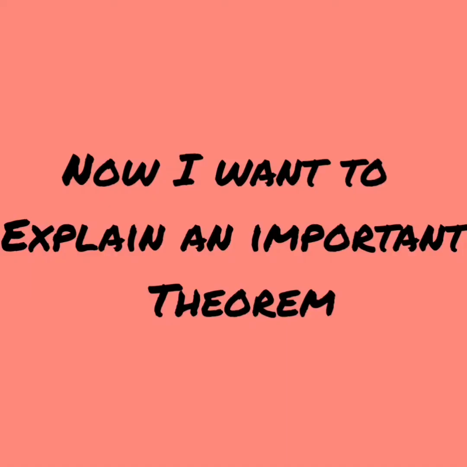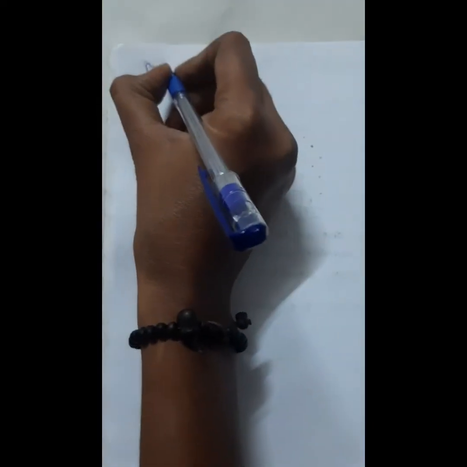Now I want to explain an important theorem. The union of any two subgroups of G, dot, then H1 union H2 is a subgroup of G if and only if H1 is contained in H2 or H2 is contained in H1. Proof.